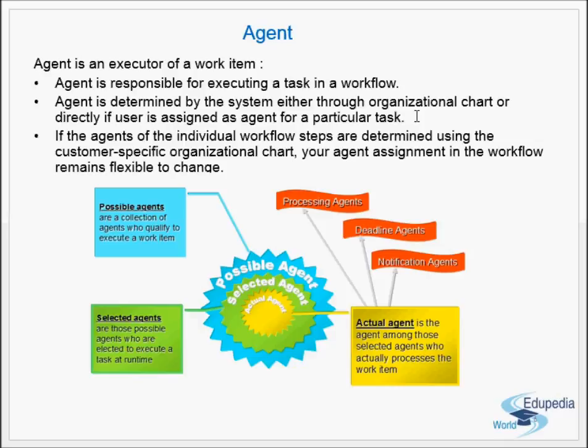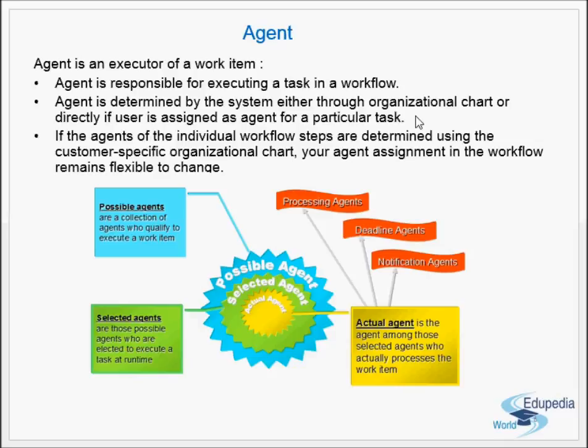He is determined by the system either through an organizational chart or directly, if the user is assigned as an agent for the particular task. So the agent is determined either through the organizational chart, or if he is selected to execute that particular task. When the workflow moves ahead, at certain tasks where user intervention is required, that user determination is already predefined. In some cases you do it manually.